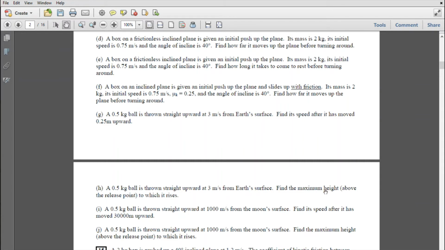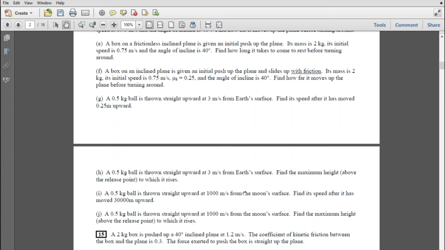Similar situation here in H, we're asked to find the maximum height. Again, we could use either method, and for the energy methods, we could use either of the systems I mentioned before. For I and J, it's the same questions, I believe, but there's a much higher initial speed. We're throwing something up from the moon surface, so it sounds like it's going to go really high. We better not use mgy as the change in potential energy. We better use minus G m1 m2 over r.